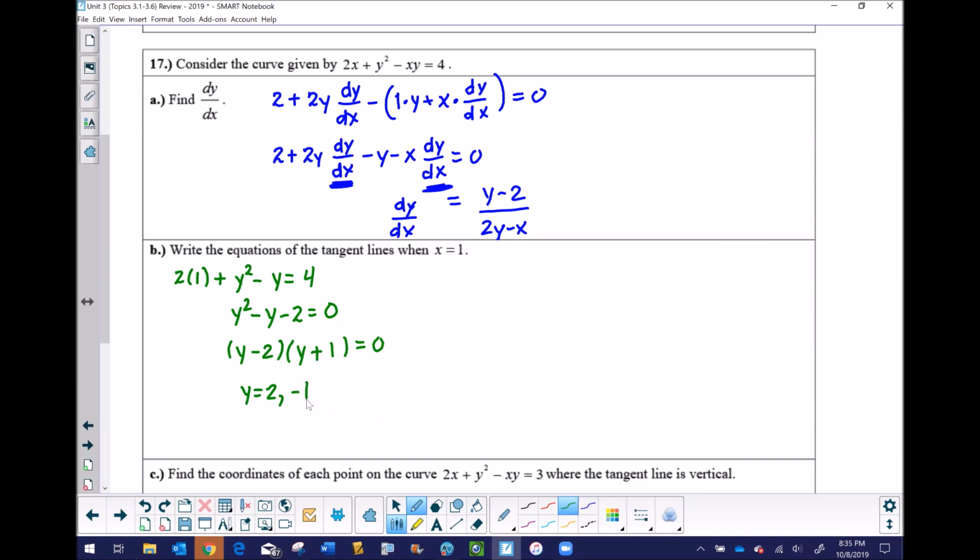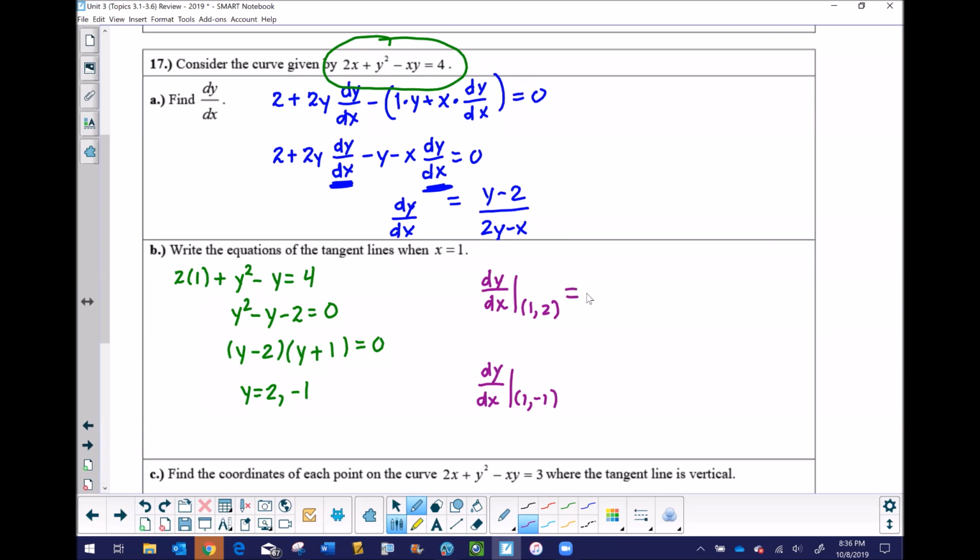Depending on how much of a math nerd you are, you guys are welcome to graph this. It graphs nicely on your Inspire or Desmos. You'll see that there are 2 places where the tangent line exists when x is 1, right? It has two different tangent lines when x is 1. So what we then have to do is figure out what the slope is at each of those lines. One occurs at the point 1, 2, and the other slope will occur at the point 1, -1, right?